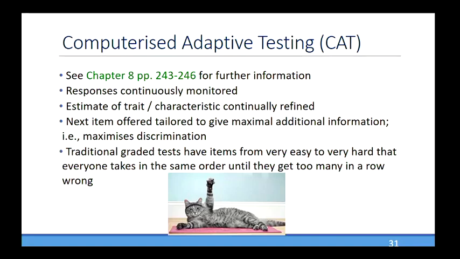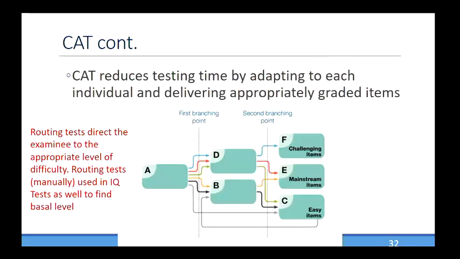Okay, so computer adaptive testing, see Chapter 8, page 243 to 246. The next item offered is tailored to give the maximal additional information. So if we know you're already getting the answers right, we give you harder items. So it maximises discrimination. And traditional graded tests have items from very easy to hard that everyone takes, whereas with CAT, it's a significant reduction in time. So you're not wasting that extra time on it. And again, it's just an excuse for me to throw in a CAT picture.